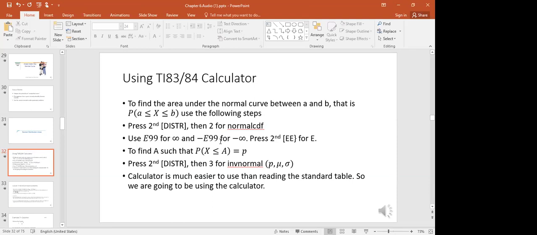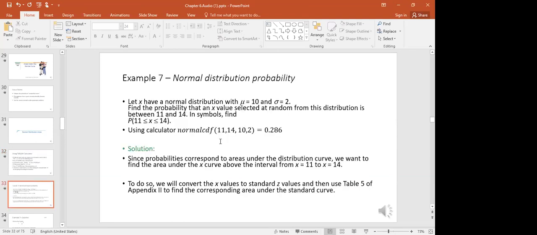So we are going to look at some examples. Here we have a mean of 10 and a standard deviation of 2, and we want to find the probability that x is between 11 and 14. So here you will use your calculator: lower value is 11, upper value is 14, mean is 10, and standard deviation is 2.